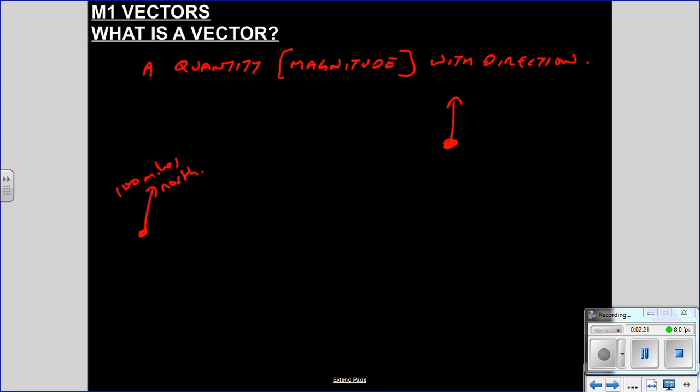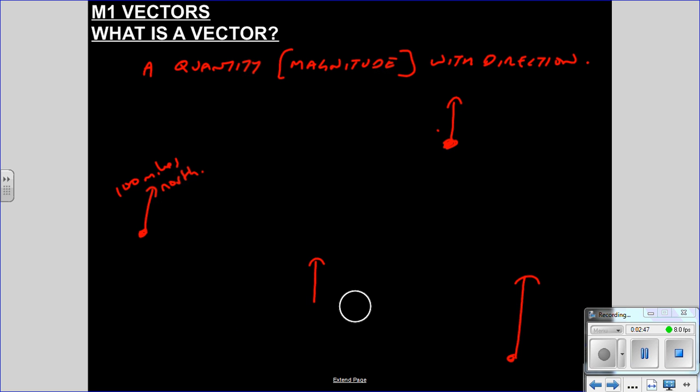This should help with the confusion of, well, why can I just put a vector over there, let's say, or over here? Well, because a vector is an instruction. It's a quantity with a direction, which you can apply anywhere. If this person heard it, they could go this way. If this person heard it, they would go this way. Do you see? It doesn't matter where you are, you can apply that go 100 miles north anywhere.